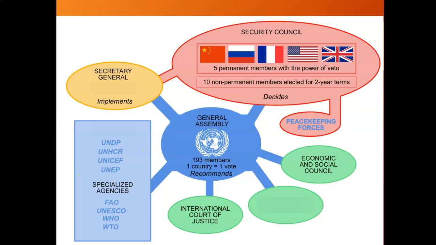There are 5 permanent seats on the Council: the United States, France, Britain, Russia, and China. These were the leading countries of the Allies during World War II, and they've just got to sit on the Security Council ever since. And these 5 folks can veto any resolution that's being discussed.